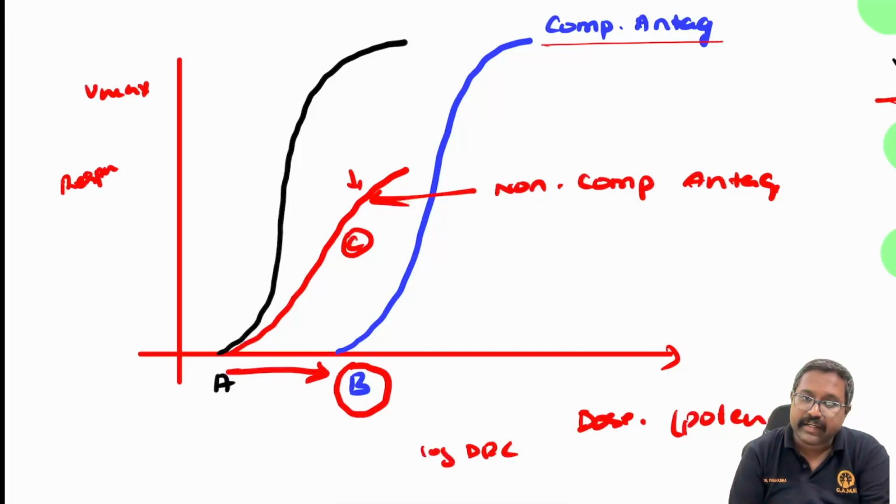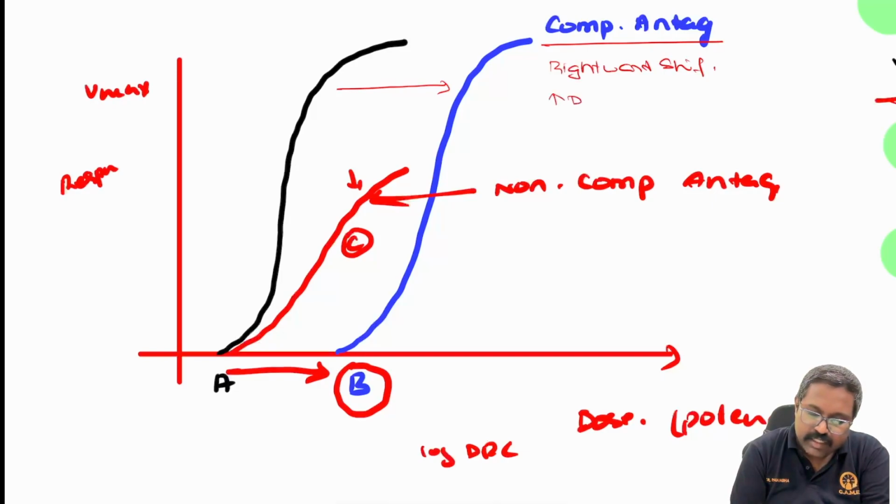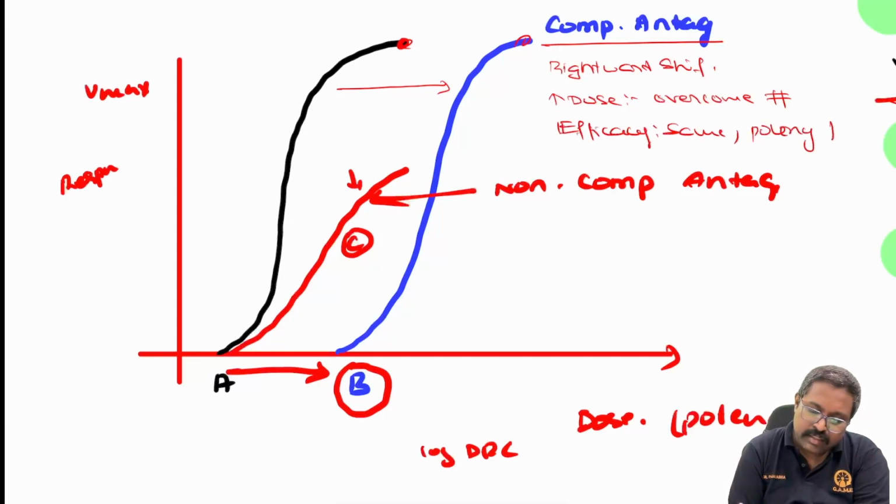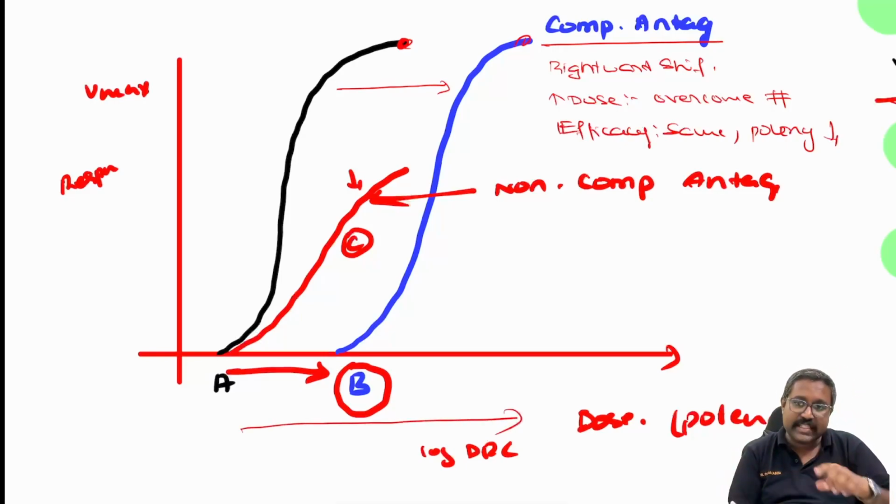So what is happening in case of competitive antagonism? In case of competitive antagonism, the graph is shifting towards the right. So there will be a rightward shift, and you need to increase the dose so that you can overcome the block. So what has happened here? The efficacy is the same, whereas the potency is decreased. Since it is moving away from the center here, meaning you are giving the larger dose, potency will decrease.